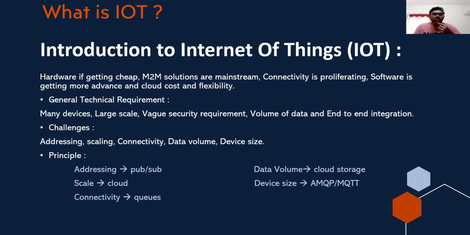So what is the principle? For addressing, we will be using a sub system, a pub, which is nothing but a hub that gives connection to everything. For large data volume, we'll be using cloud storage, which is very much used nowadays. And for connectivity, we'll be using queues. If two devices are accessing the same function, it will be stored in a queue. After one performs its function, the other will perform next.